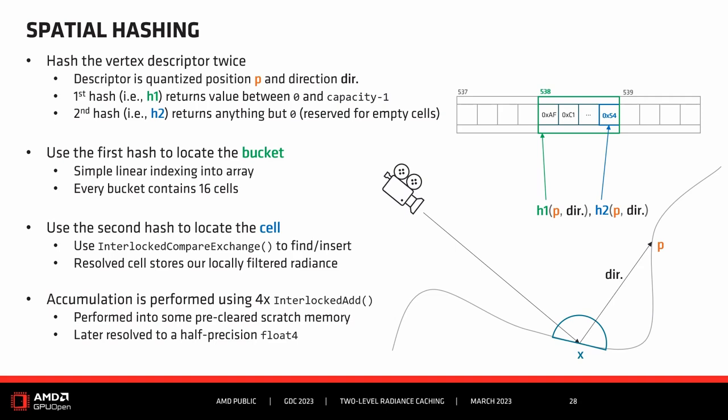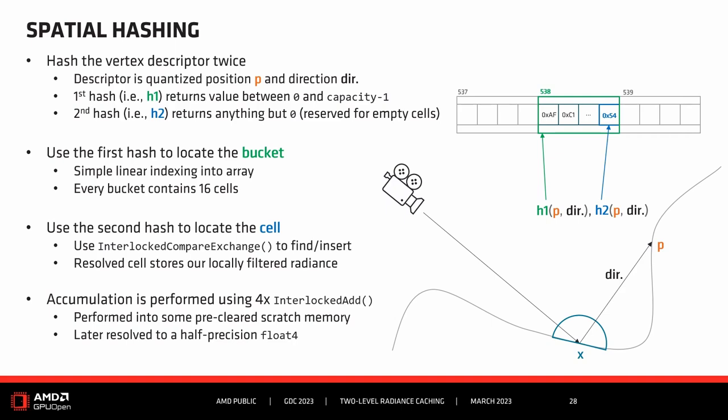But the first hashing function, which we refer to as h1, has to return a value between 0 and our capacity minus 1. And we use the result of this first hash to locate our bucket. A simple linear indexing into an array of buckets. And every bucket contains 16 cells. And we use the secondary hash, which must return anything but 0, as that's reserved for empty cells, to locate the cell in the bucket.